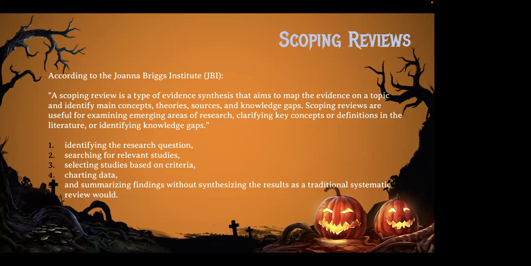So you're identifying the research question, just as you would with a systematic review. You're searching for all of the relevant studies. You're selecting studies based on eligibility criteria that you set ahead of time before screening the literature. Then you're charting data, and with the data, you're then summarizing findings, and you're not summarizing them in the same way that you would with a traditional systematic review. The synthesization is a little different.